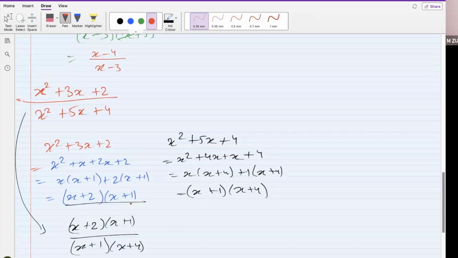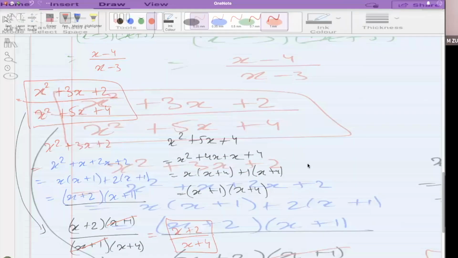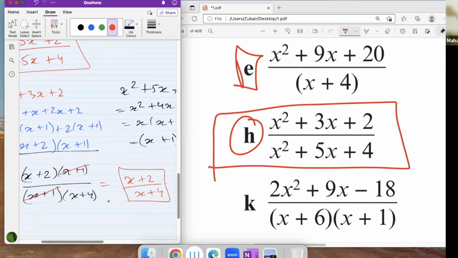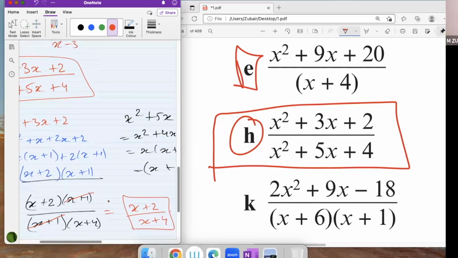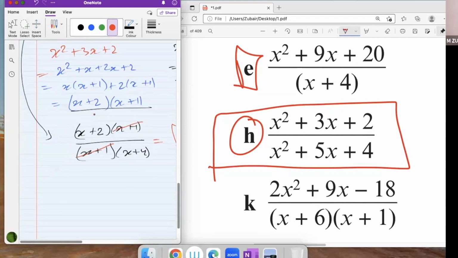G, do we have the same answer? Sir, can you show the question again? I think I did the wrong question. Yes, this was the question. Sir, I got x plus 2 over x plus 4. I did K instead of H. We have the same answer, x plus 2 over x plus 4. Okay, we'll do K as well. Mohammed, we have the same answer.